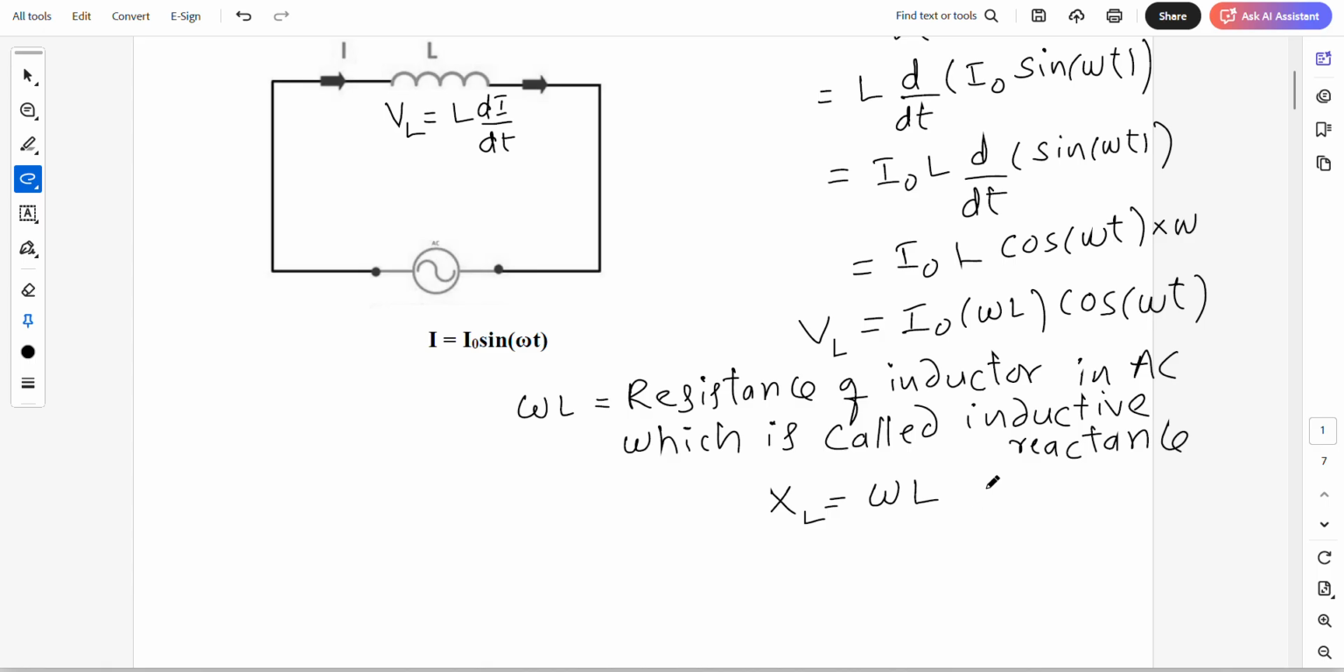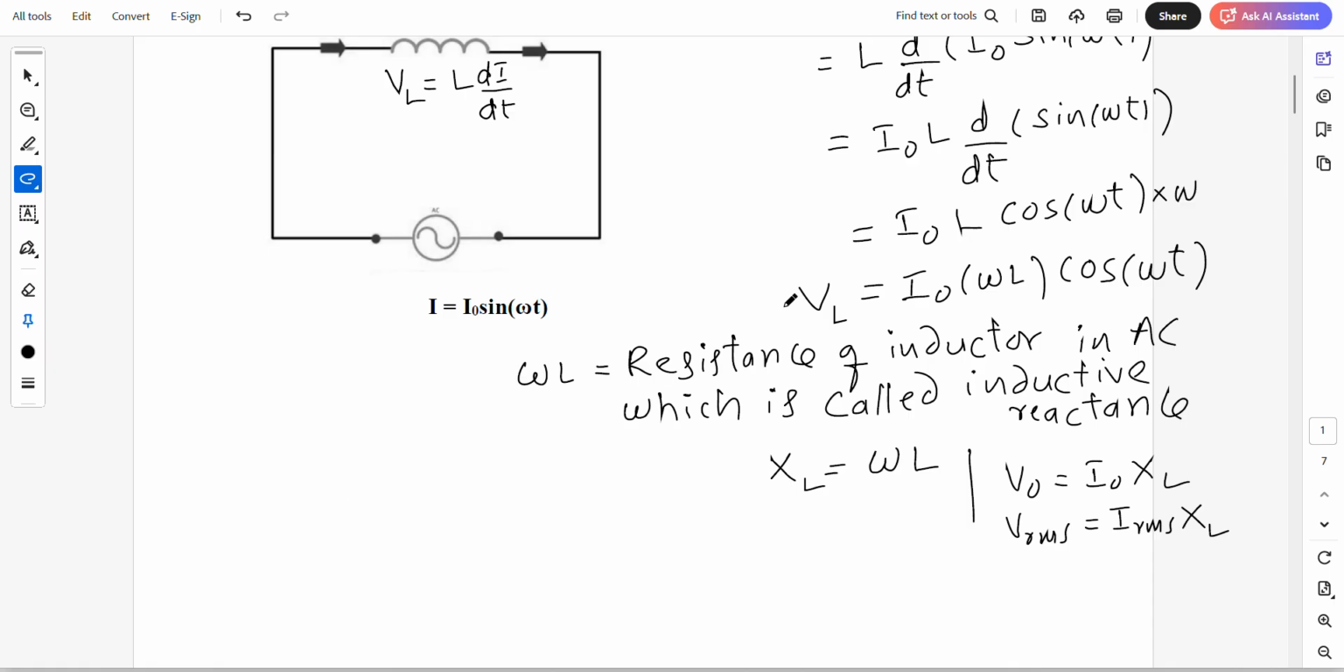So here I can write V naught is equal to I naught into XL. Or if you want, VRMS is equal to IRMS into XL. For example, if you have to calculate the peak voltage, V naught is equal to I naught into XL, and this is the RMS value of the voltage, IRMS into XL.